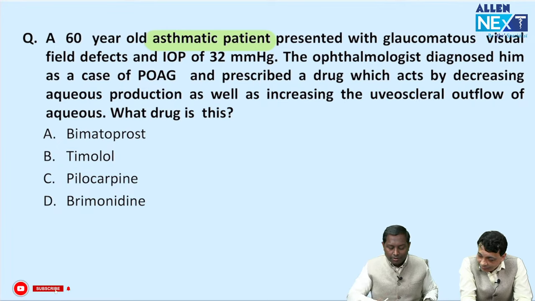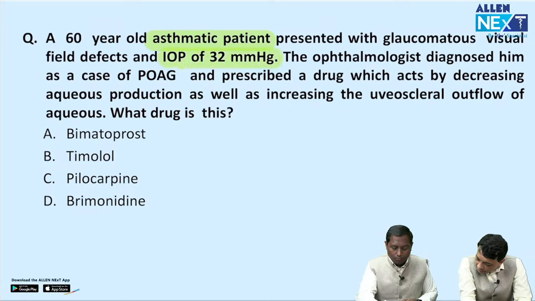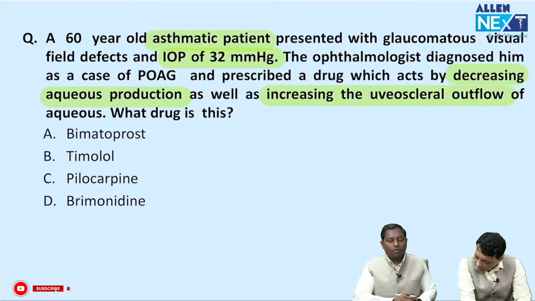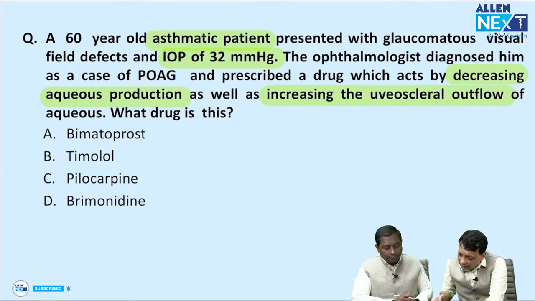A patient presented with glaucomatous changes with an intraocular pressure of 32, and the ophthalmologist diagnosed him as a case of open angle glaucoma and prescribed a drug that acts by decreasing the aqueous production, as well as increasing the uveoscleral outflow. What is the drug?